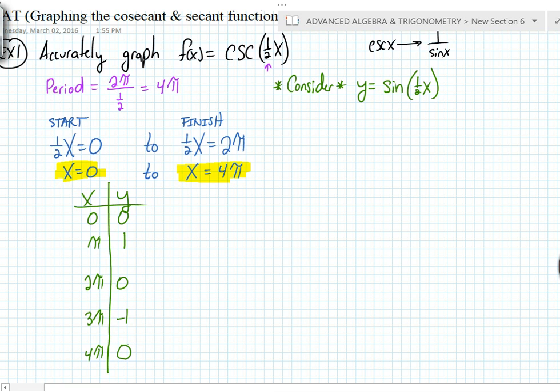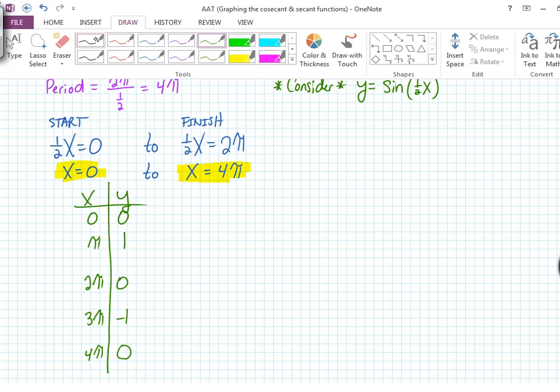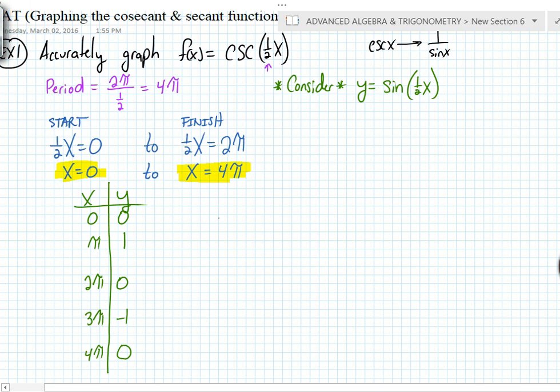I know I'm moving quickly with that aspect, but it's expected at this point that you have mastered graphing sine and cosine functions. Now the next thing is we're going to plot these points, and we're essentially going to play dumb. We're going to graph it as if it's a sine function. So I'm going to go ahead and draw my xy axis over here.